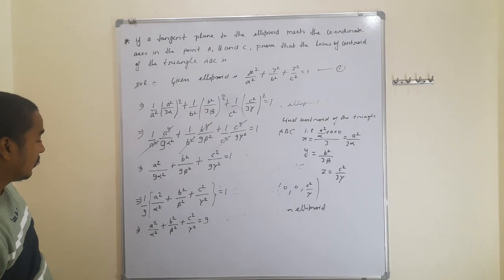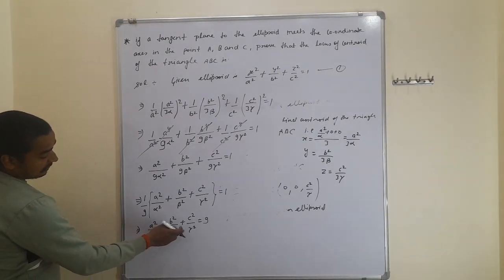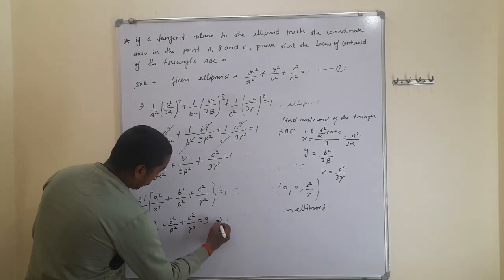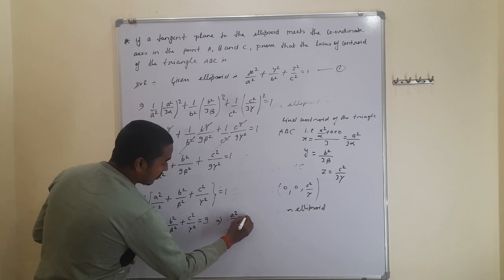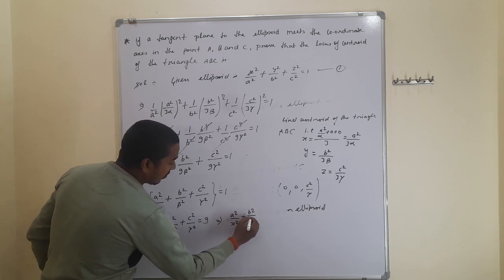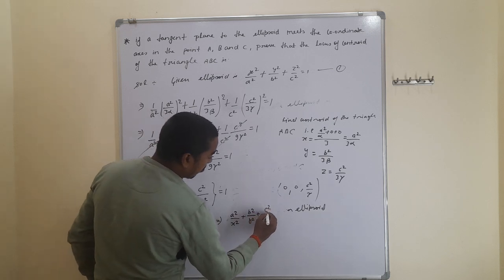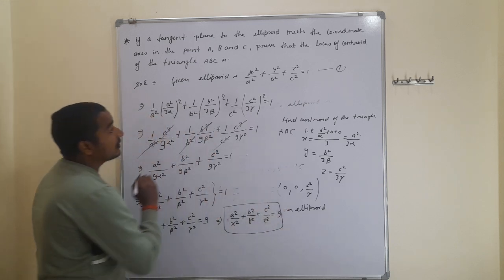We have to find the locus of the centroid. Then we have to satisfy alpha, beta and gamma. We can also put x, y, z. That is a square upon x square plus b square upon y square plus c square upon z square is equal to 9. This is the required locus of the given centroid.